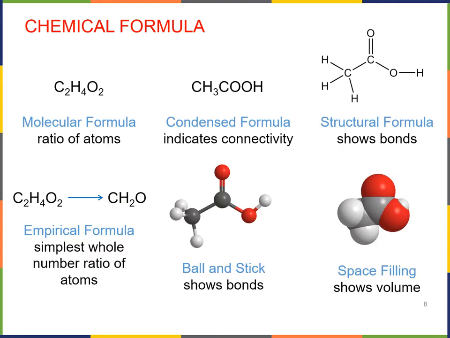Here are some other types of chemical formulas. Here you have, again, a molecular formula that shows the number and type of atoms. Here's a condensed formula that gives you a hint at connectivity. Once you get a little more familiar with how chemicals are put together, you might notice that you have a CH3 and you have a COOH. The CH3 is connected to the COOH.